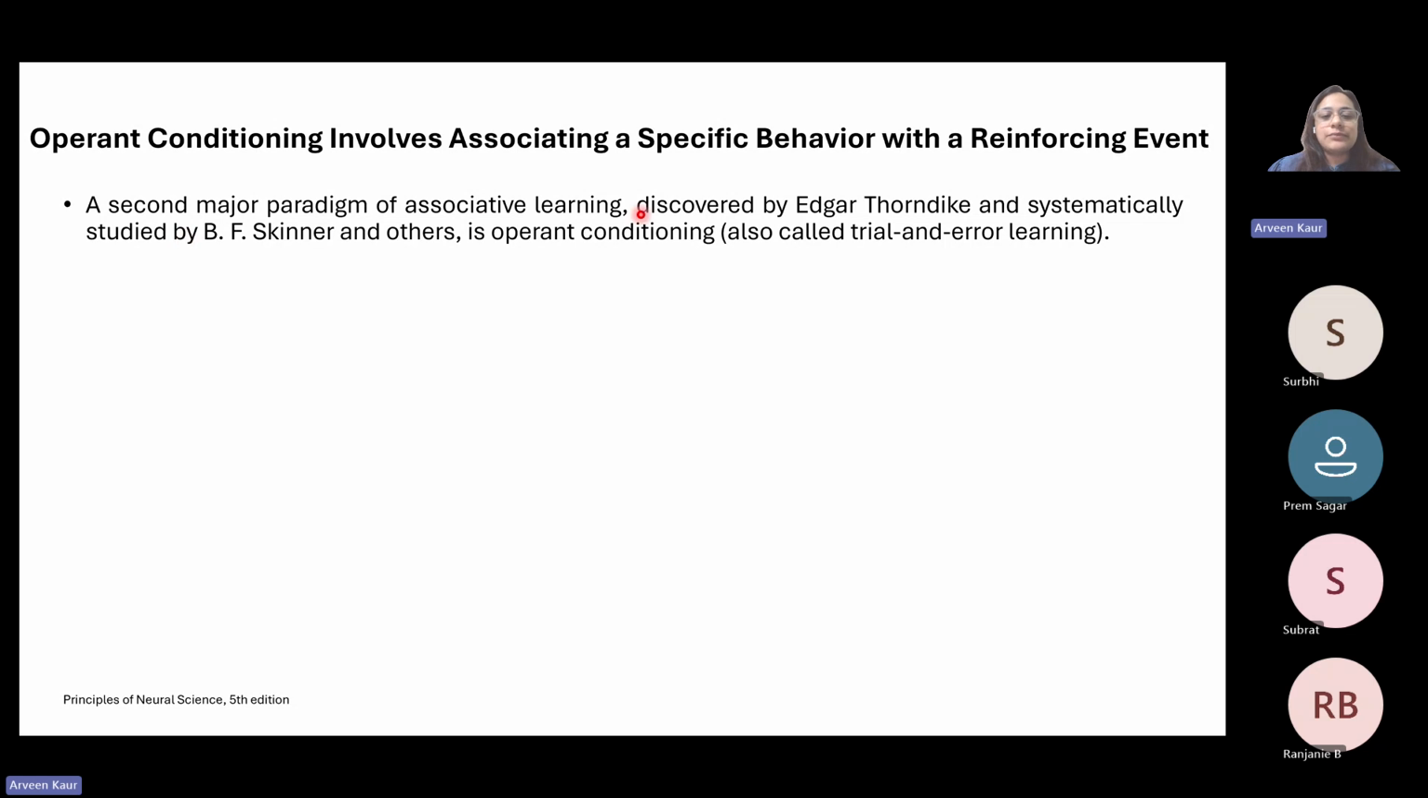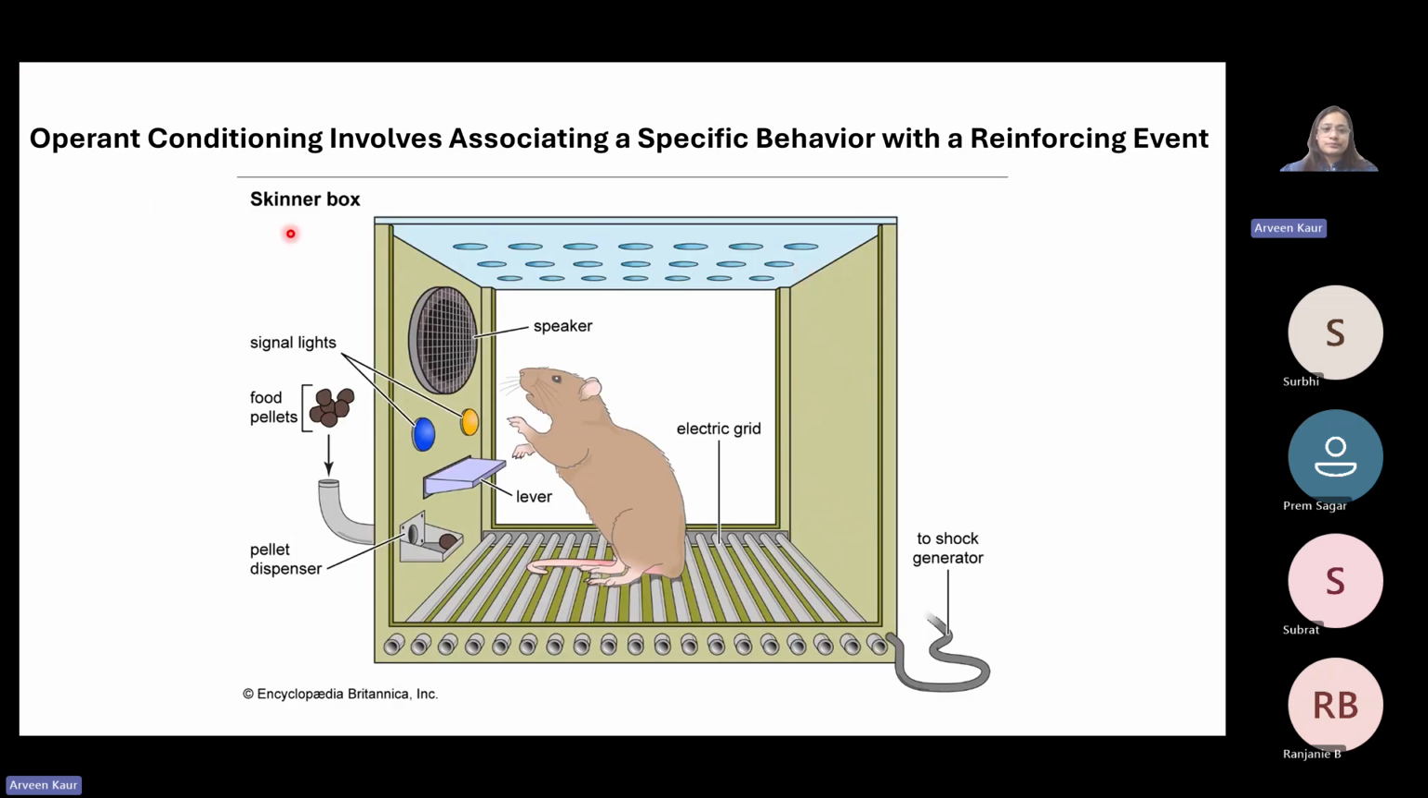So, a second major paradigm of associative learning, discovered by Edgar Thorndike and systematically studied later by B.F. Skinner and others, is operant conditioning, which is also known as trial and error learning. So, in this, there was something known as the Skinner box, right? It was named after B.F. Skinner. In the Skinner box, they used to test with different kinds of animals, with mice, rats, even dogs, cats, etc.